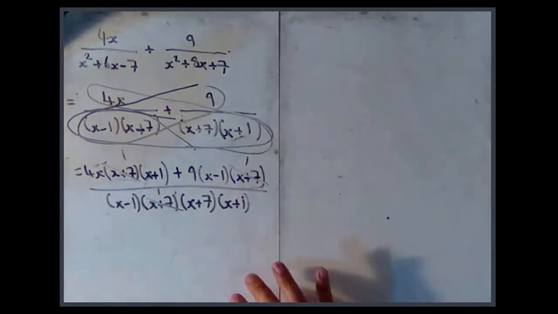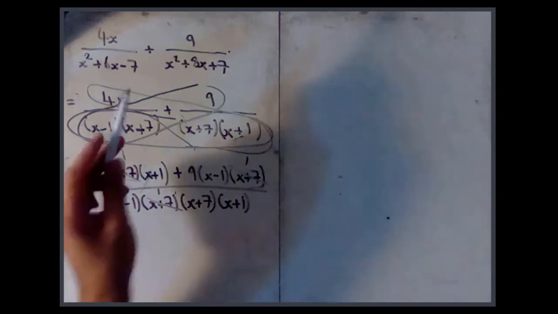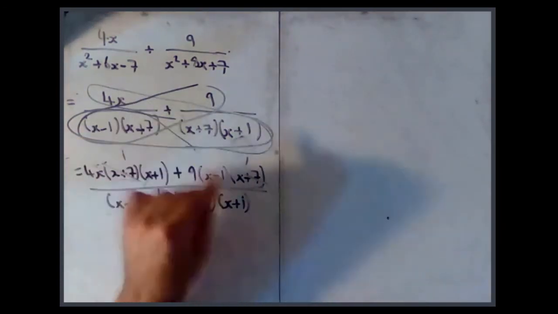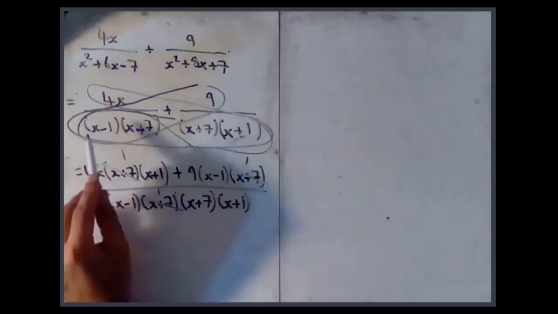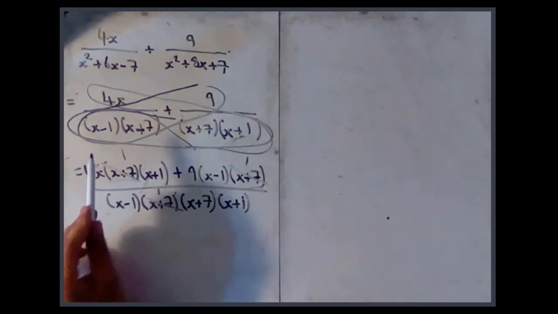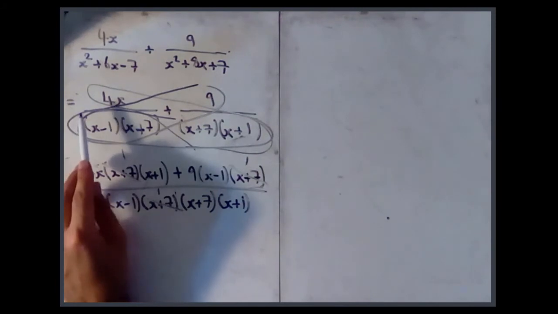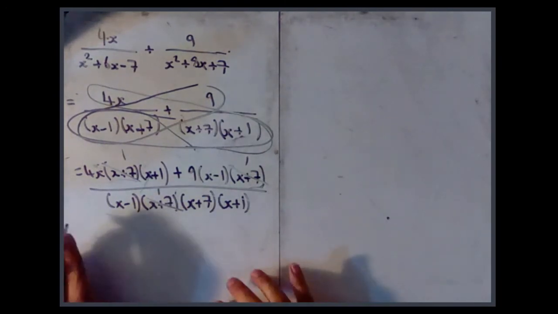And actually we could have avoided having to do that if we'd used the other option to begin with, where when we got here, instead of doing this cross multiplication, we could have said, well, the common denominator is going to be (x minus 1)(x plus 7)(x plus 1). Then we'd have just had to multiply this one through by (x minus 1) over (x minus 1), and this one through by (x plus 1) over (x plus 1). But anyway, we're now ready to do the next bit.